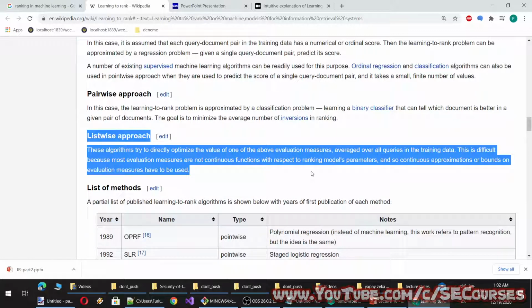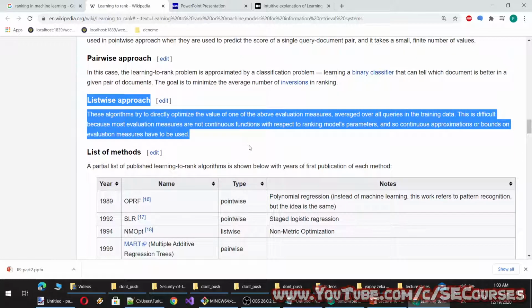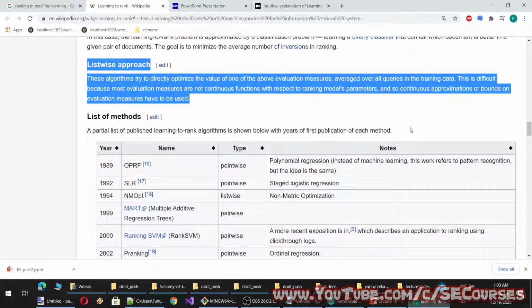Listwise approach. These algorithms try to directly optimize the value of one of the above evaluation measures, averaged over all queries in the training data. This is difficult because most evaluation measures are not continuous functions with respect to ranking models' parameters, and so continuous approximations or bounds on evaluation measures have to be used.